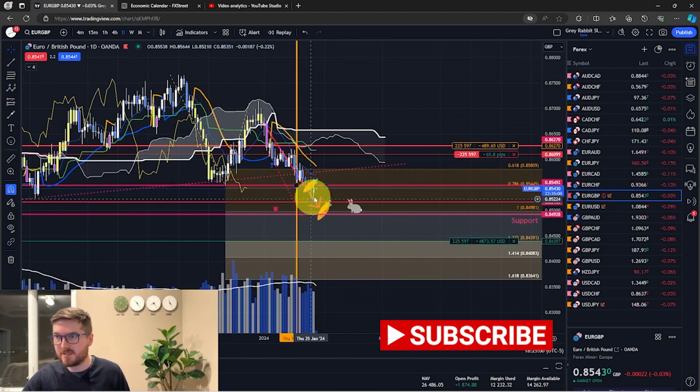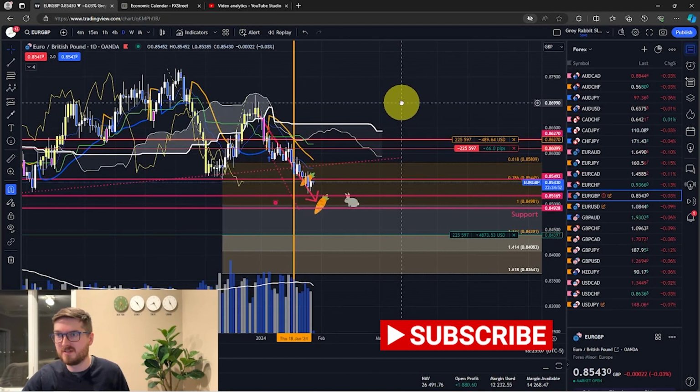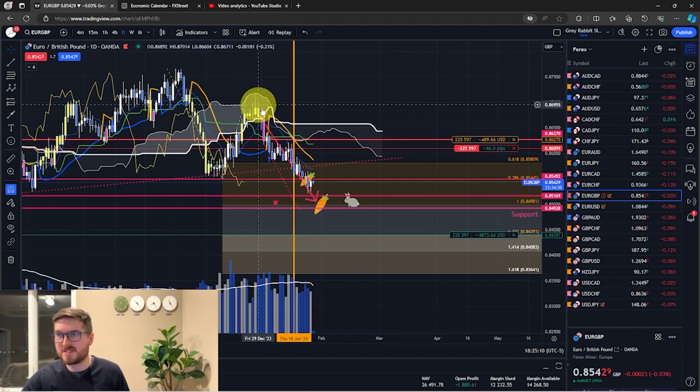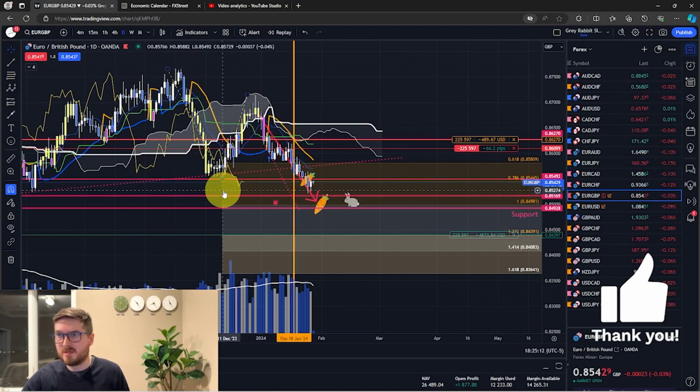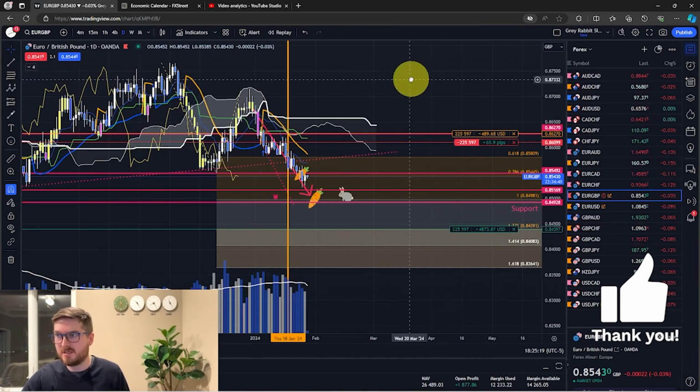Now we need to break this support level here to get these lines pointing down. So right now, Tenkan-sen, Kijun-sen, Senkou Span A and B are all flat, but it looks like we're going on this N wave now, guys. And so I'm expecting price to reach this 1.272 based on this N wave here. And so that's my ultimate target.